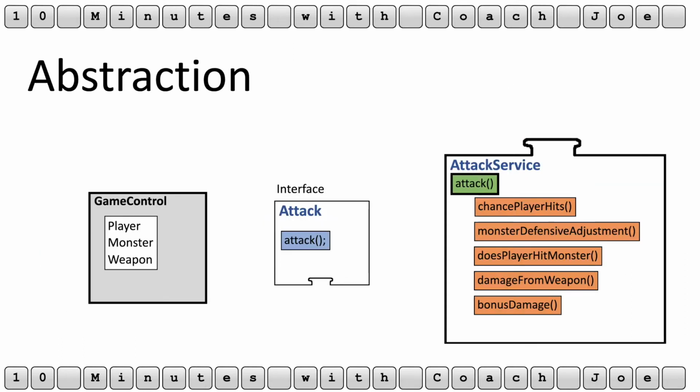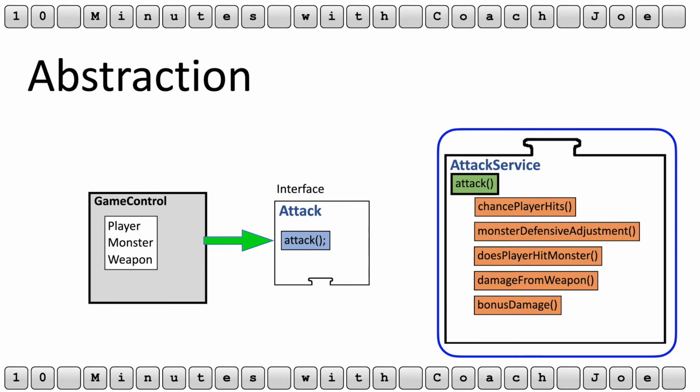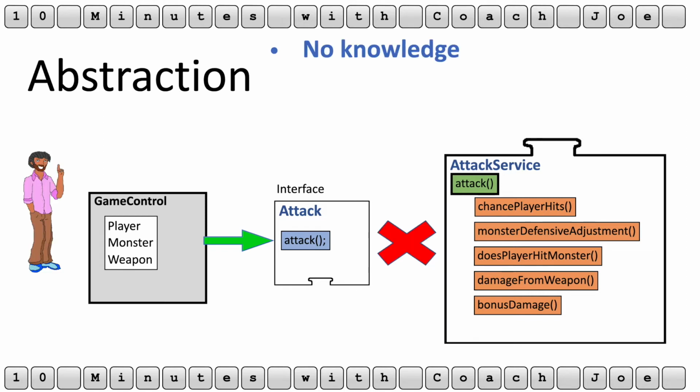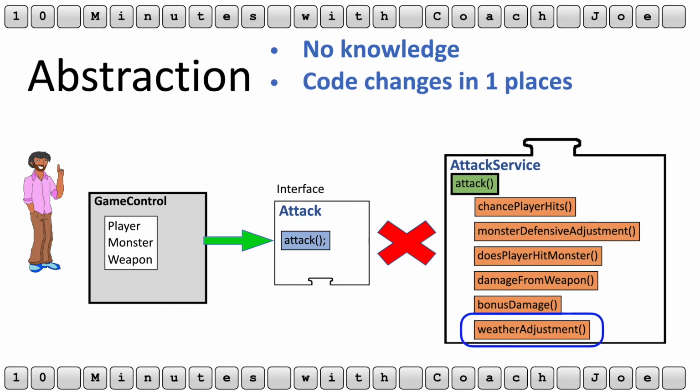In episode 33, an example of an adventure game attack process was used to illustrate abstraction. The game control class will call an attack method. An abstract method for attack is inside an attack interface. The attack service implements the attack method and calls several private methods that perform the attack. Abstraction is accomplished when the game control class has no knowledge of the attack process. It only needs to make one simple method call. The attack process can be altered in the attack service without a code change in the game control class.